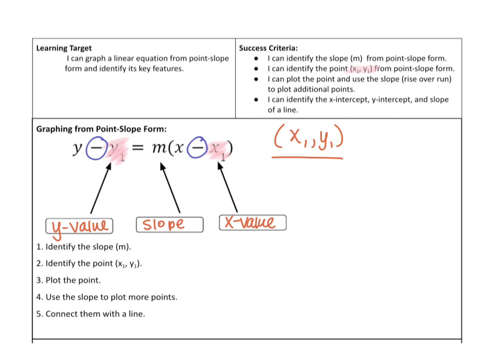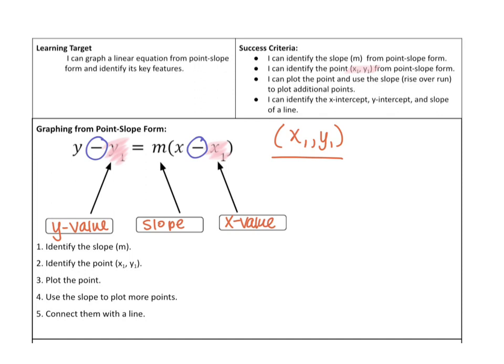And so that can make things a little bit difficult when you're pulling out the y value. The y value doesn't really go with the sign, or it's the opposite of the sign, if you want to look at it that way. So in order to graph from point-slope form, we have to be able to identify the slope, identify the point, x1, y1, plot that point, just start with the point, then use that slope to plot more points and connect them with a line, and then we can identify those key features.